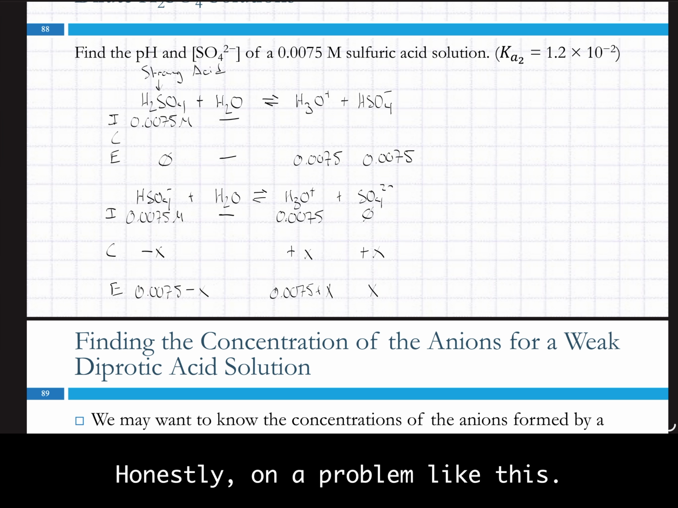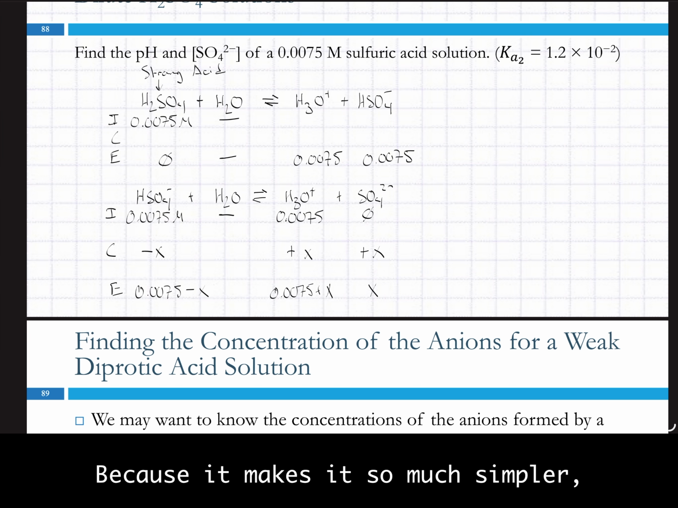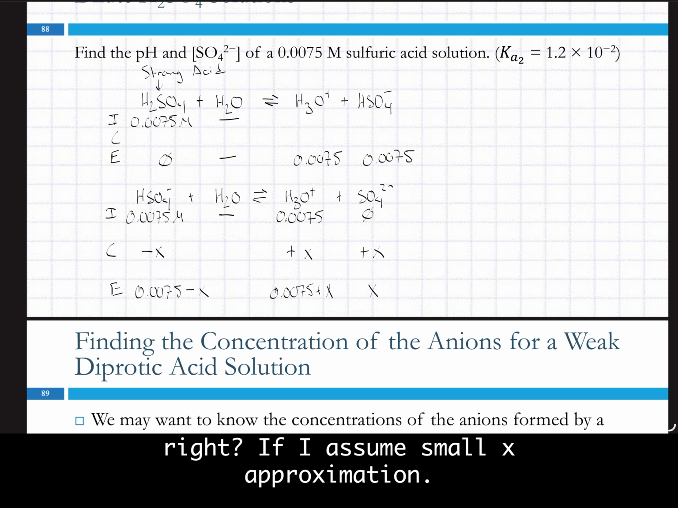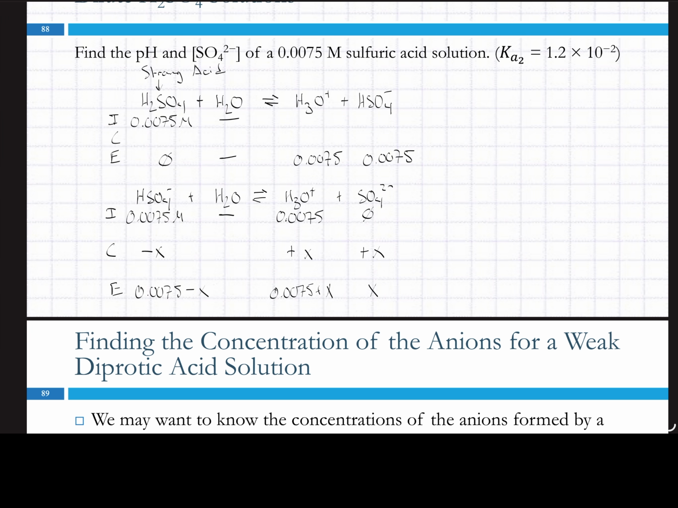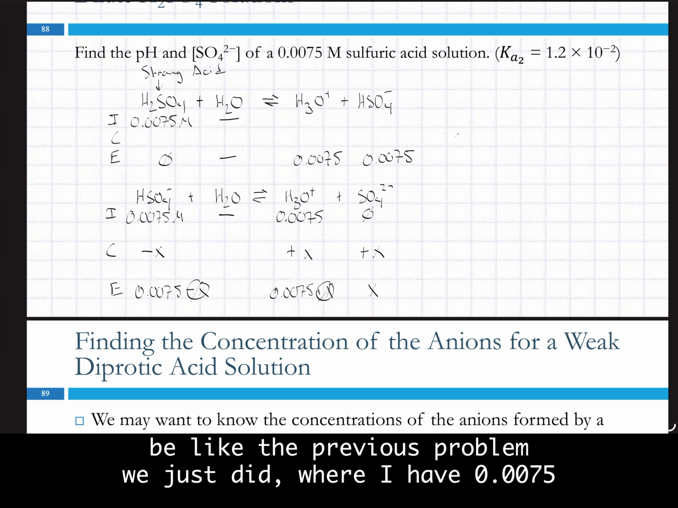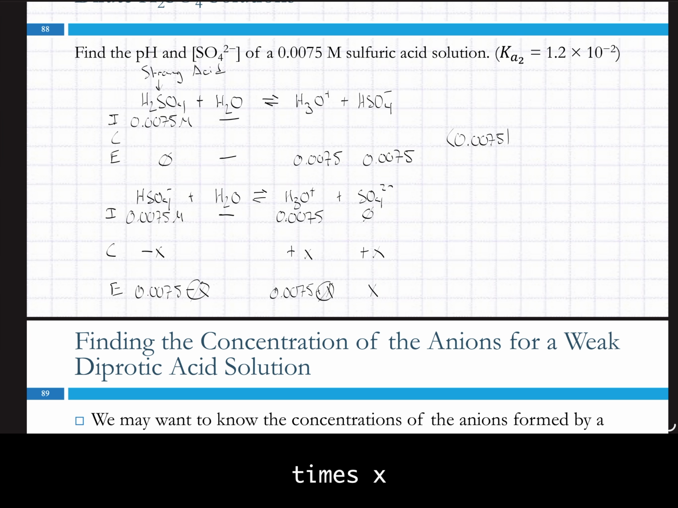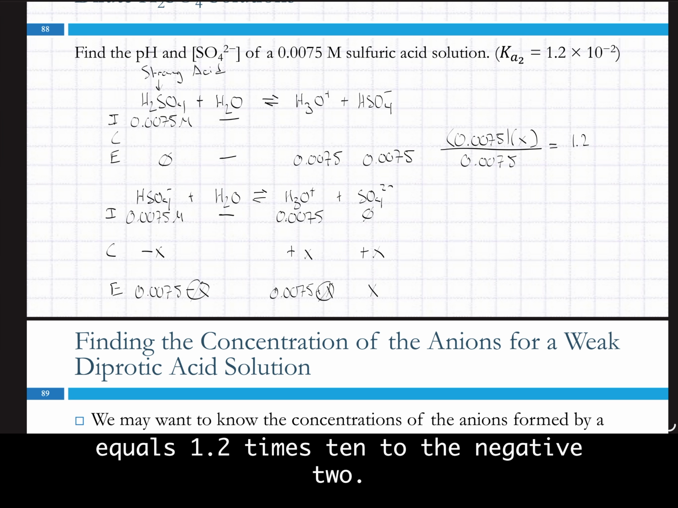Honestly, on a problem like this, it makes it so much simpler, right? If I assume small x approximation, when I write this out, it'll be like the previous problem we just did, where I have 0.0075 times x divided by 0.0075 equals 1.2 times 10 to the negative 2.